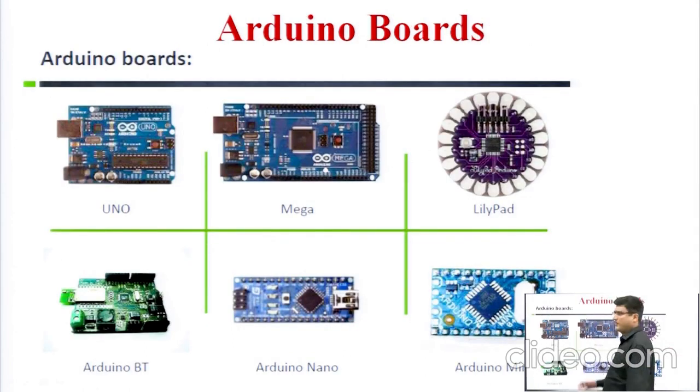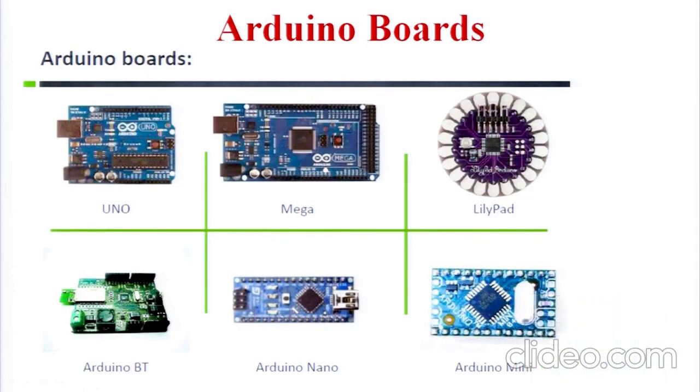So there are various types of Arduino boards. UNO boards, this is the picture of the UNO board. Mega board, Mega means more data, more interface or more features are there in the board. Lily pad, circular in shape. We have Arduino BT. Arduino Nano board. Okay, Arduino mini board. Various types of boards are used, but students mostly use the UNO board, Arduino UNO board. Okay.